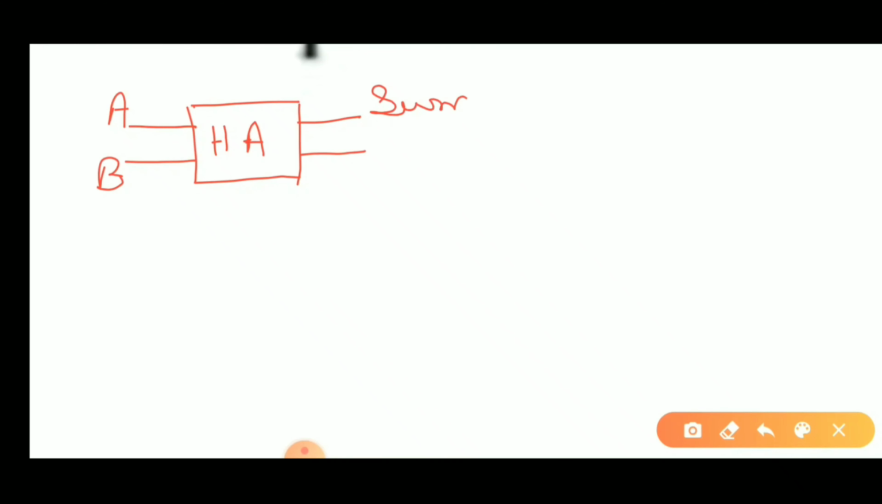What is a half adder? In case of a half adder, we are having 2 inputs and 2 outputs. The 2 inputs are A and B and outputs are sum and carry. That means we can add 2 bits only. These are A and B. And we will get 2 outputs called sum and carry.